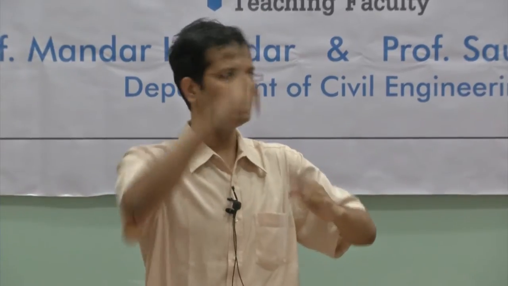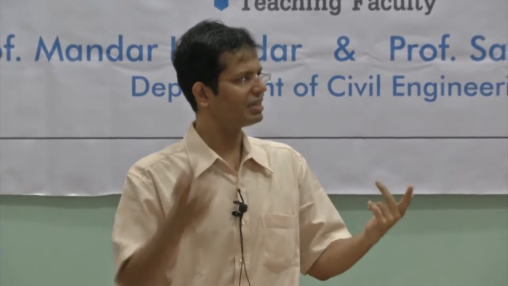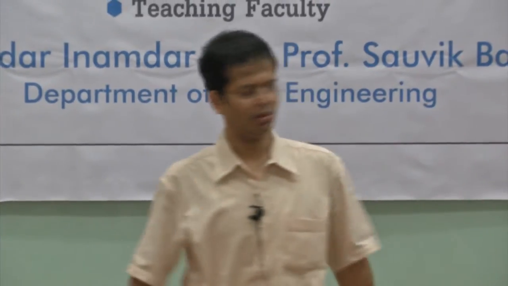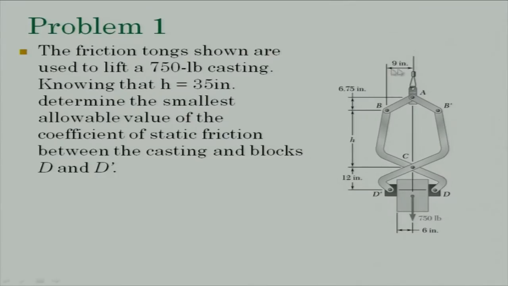So we immediately know the forces in them by taking joint equilibrium of A in the vertical direction, or by symmetry, or by equilibrium in the horizontal direction, both the forces are the same. Now we get the force at B. We also know the direction. Now how do we get the normal reaction at D and the friction at D?